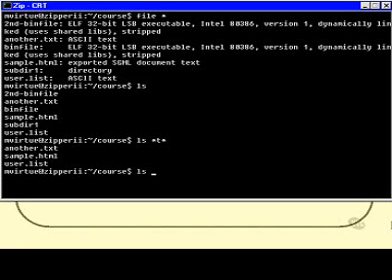ls B star. Find me all the files that start with a B. In other words, find me all the file names that have a B at the beginning and then anything. The wildcard is used to represent the term anything. So B anything. And how many are there? Well, there's just one.